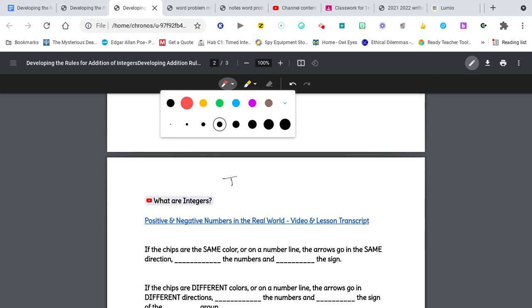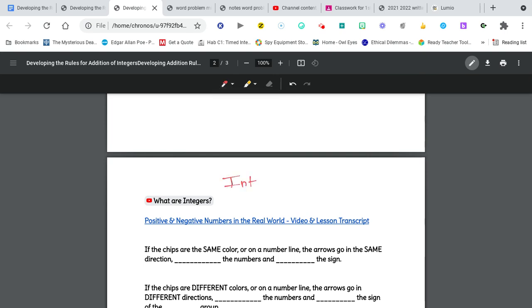And again, make sure you're taking notes. Integers are whole numbers and their opposites, guys. That's what we call them. They're just regular numbers. They're like positive and negative numbers.